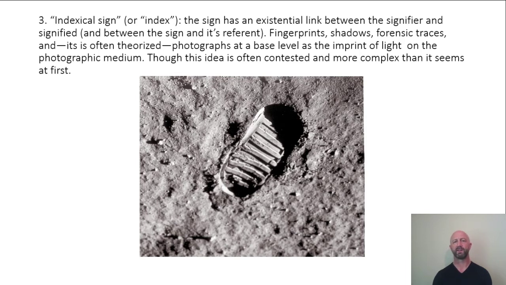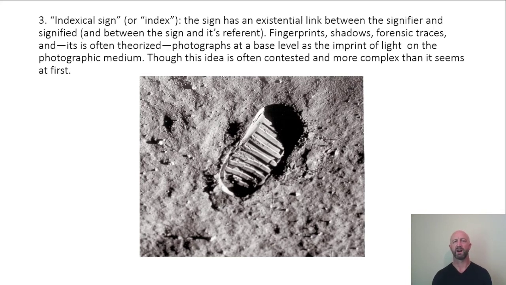In this photograph of a footprint on the moon, a very iconic photograph, the footprint is an indexical sign that someone's foot actually stepped on the moon. Now here there's a direct physical existential link between the signifier, in this case that footprint, and what it signifies, the foot actually touching the surface of the moon. Now here's where it gets kind of complex.